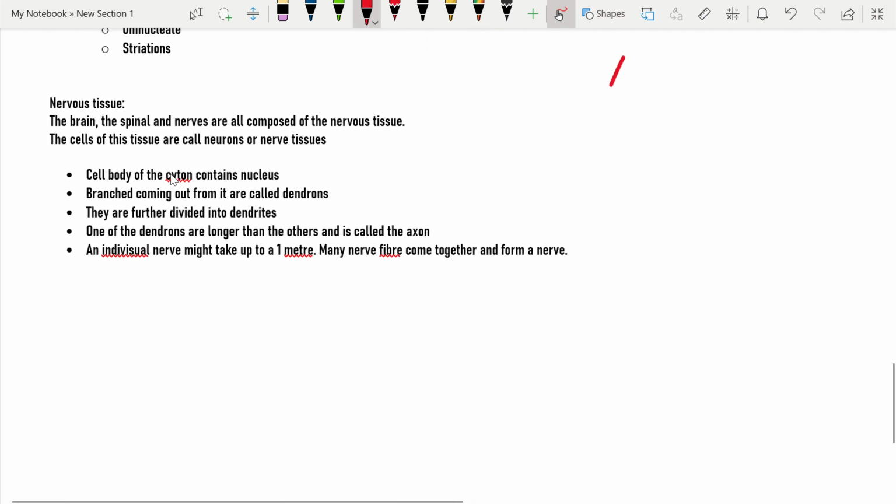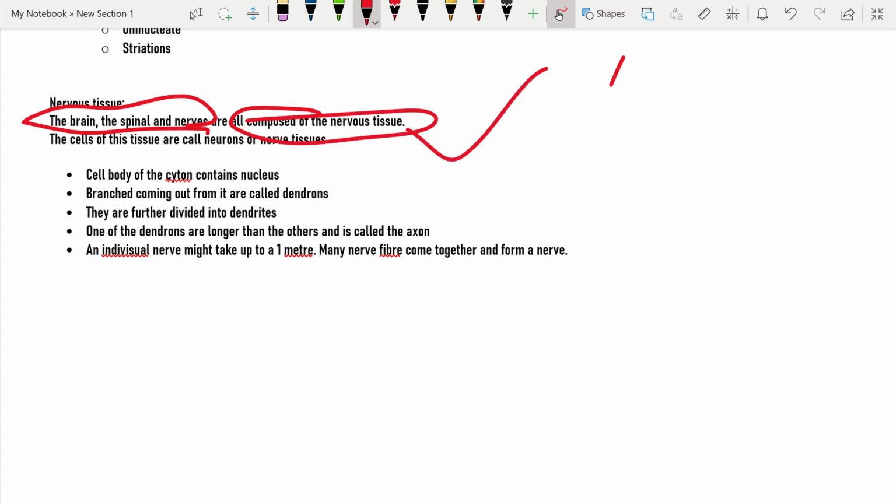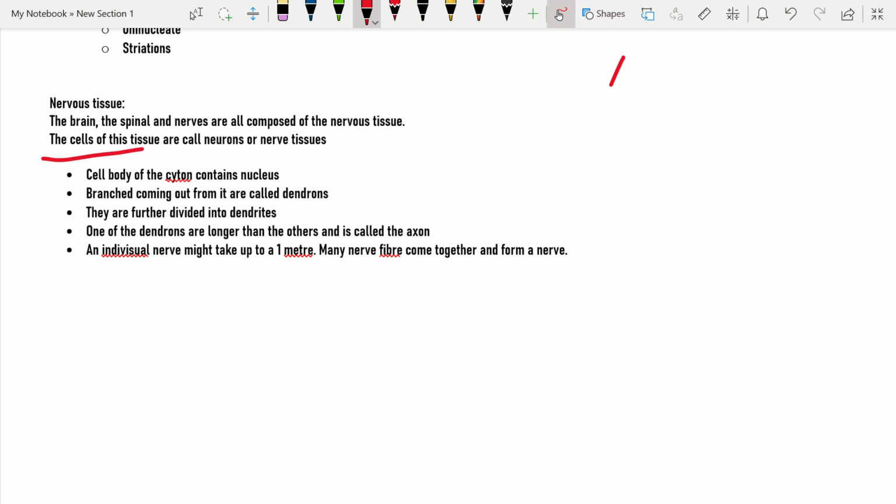Now, nervous tissue. What's a nervous tissue? Nervous tissue just reminds you of the brain, the spinal cord, and the nerves. They're all composed of the nervous tissue. Because they're a part of the nervous system, they're going to be part of the nervous tissue too. Not really a part of it, but they're made of the nervous tissue. The cells of this tissue are called neurons or nerve cells. Now we're going to make a neuron through this explanation. The cell body or the cytosol contains the nucleus.